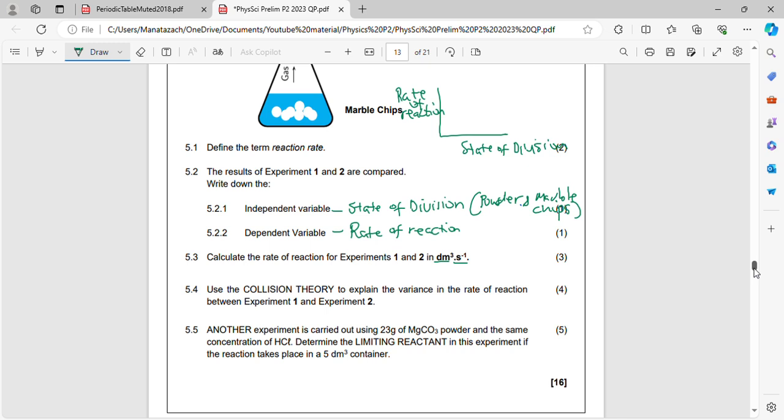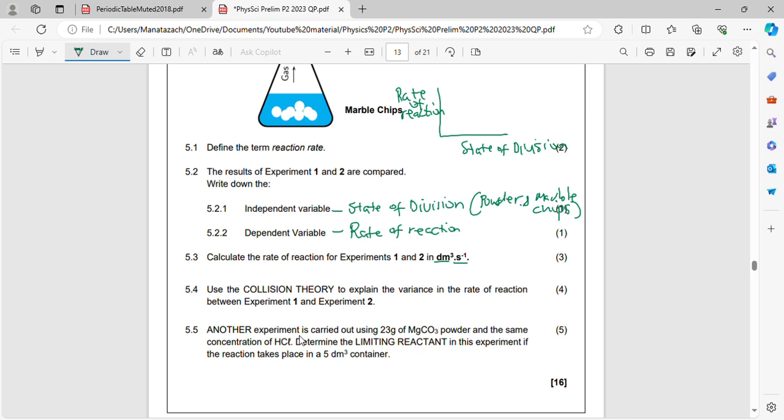Now let's go to the fourth question. The fourth question says, use the collision theory to explain the variance in the rate of reaction between experiment 1 and experiment 2. I've just explained it to you. Experiment 1 uses powder and experiment 2 uses marble chips. Therefore, in experiment 1, you've got more surface area. Therefore, there will be more effective collisions per unit time, and the kinetic energy in experiment 1 will be much higher than the activation energy. That's why experiment 1 will have a higher rate of reaction than experiment 2. So that is what I would have written here for question 5.4.